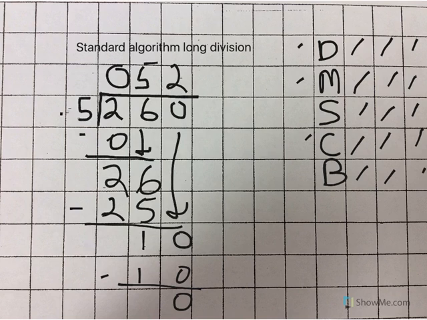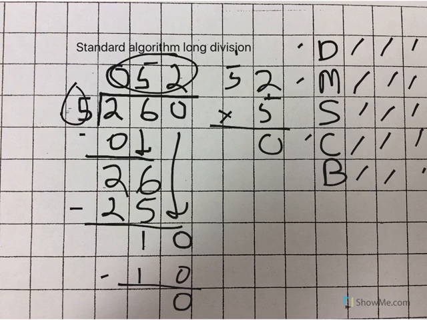But we still have to do one more thing. We have to check it. To check division, we're going to multiply our quotient, or our answer, times our divisor. So we're going to multiply 52 times 5. We know 5 times 2 is 10. 5 times 5 is 25, plus the 1 up here is 26. And if our product matches our dividend, that means we did it right. So 260 divided by 5 is 52, and we checked it to prove that it was right.